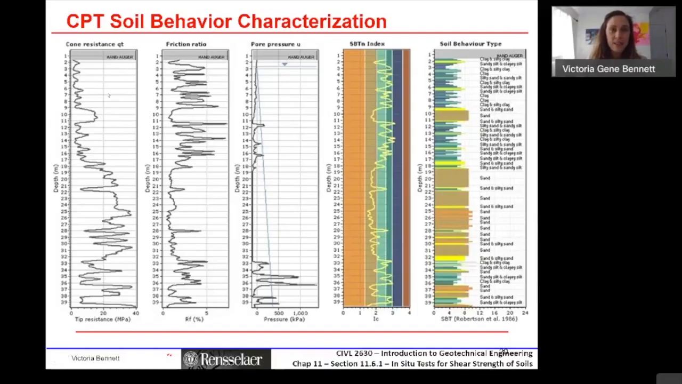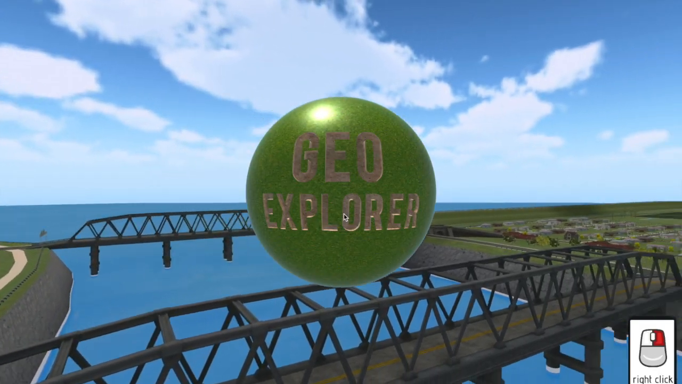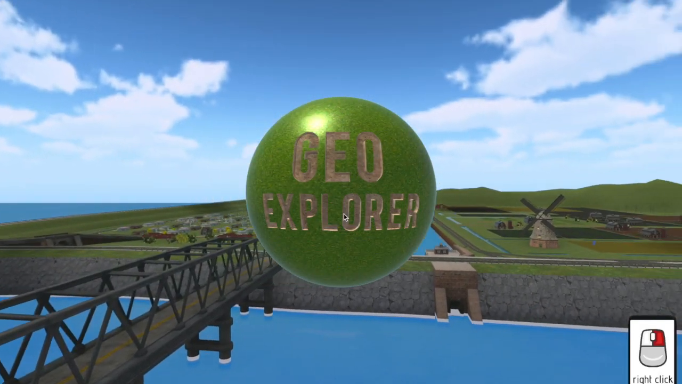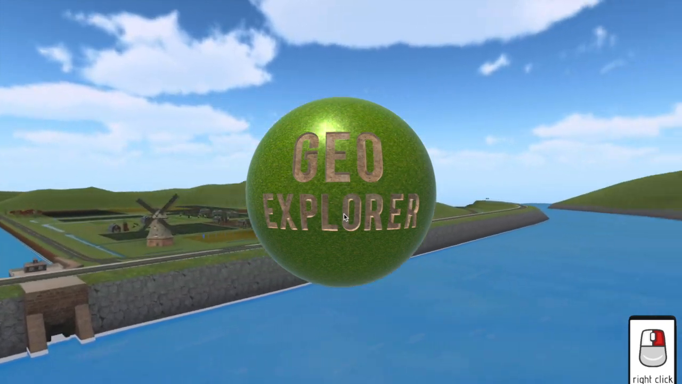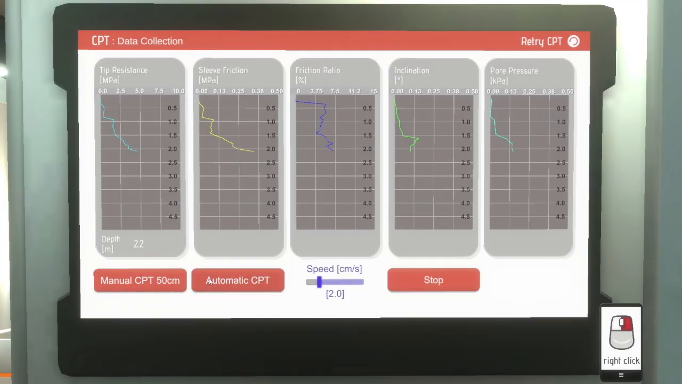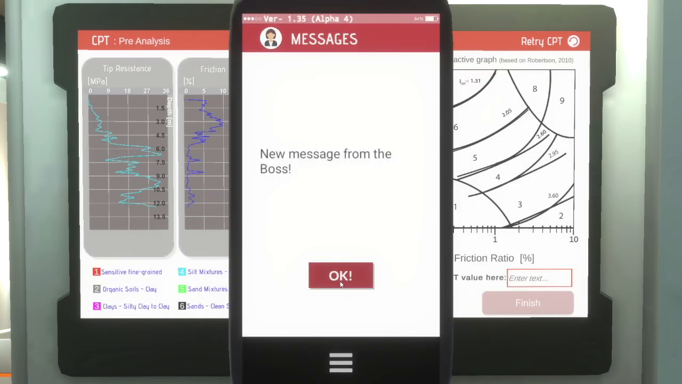Taking these cone resistance and friction ratio values, utilizing the SBT index equation, then we can get to this soil behavior type profile. With the GeoExplorer CPT operator module, students can engage in the same hands-on style of learning for in situ testing. Seeing the parameters collected in live time allows students to engage with soil properties just as they would in the field. Students can see the graphs presented in lecture in real life and link the concepts from the lecture to the concepts they see in the virtual lab.